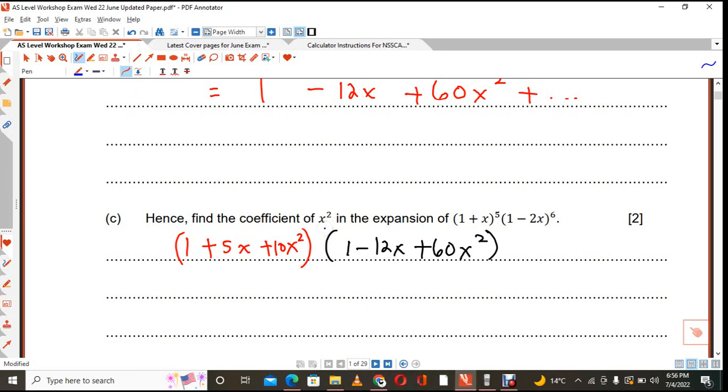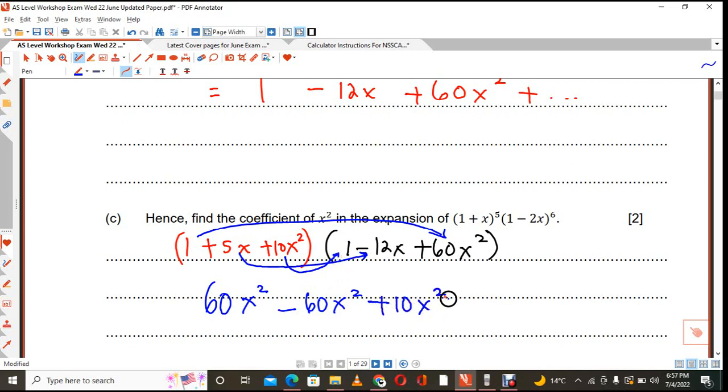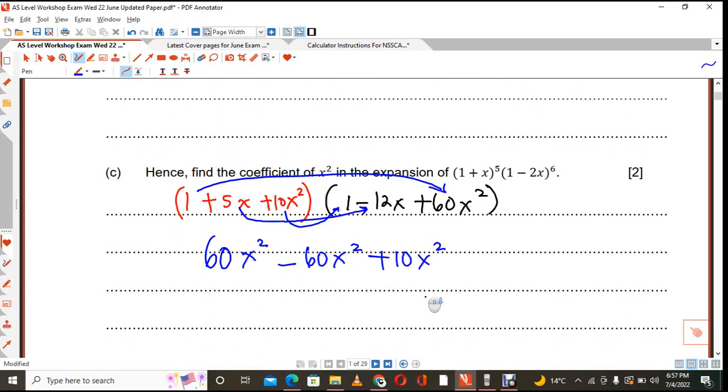If you multiply this one over here all the way with that one over there, that's going to give you 60x squared. Do you agree? And another one, if you multiply this 5x here with this negative 12x, that's going to give you a negative 60x squared. There's one more. If you take this 10x squared and multiply it with this 1 here, you're going to get plus 10x squared. So if you simplify this, you're going to be left with 10x squared, because the 60x squared minus 60x squared will be 0.